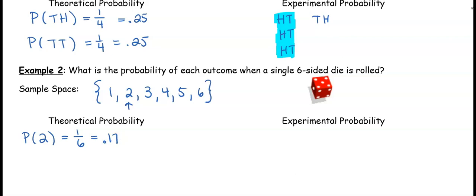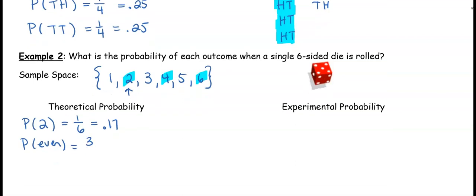Now if we switch it up a little bit, what if I did the probability of an even number? 2, 4, 6. So there are 3 different ways to be successful there. And there's still 6 total outcomes. So the probability of rolling an even number is 1/2 or 0.5.